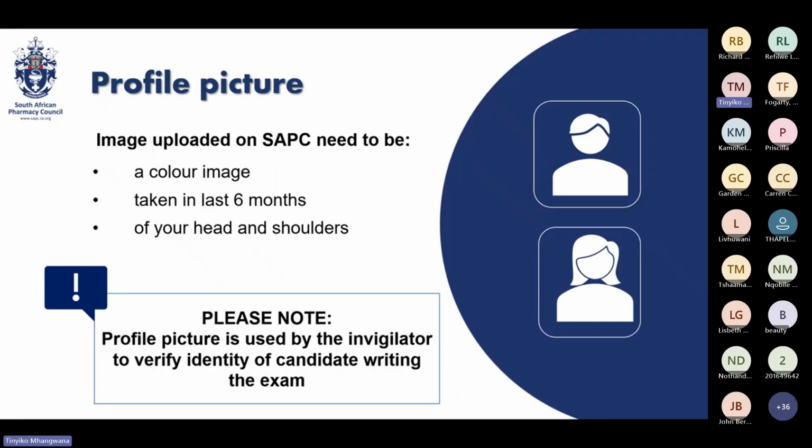When you are taking the profile picture to upload on the SAPC website, we are requiring that you take a color image, not a black and white picture. I've already highlighted that it mustn't be more than 6 months old, and you take it from head to shoulder. So don't cut part of your head. It needs to be a full picture of your head. We need to see everything.